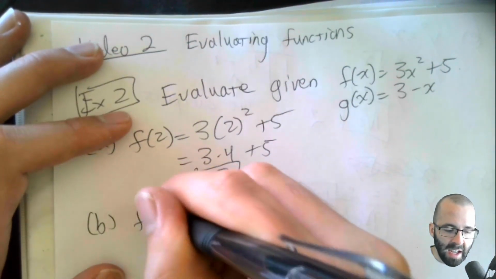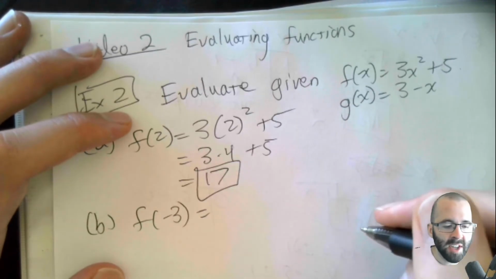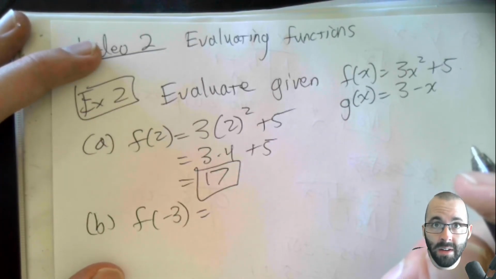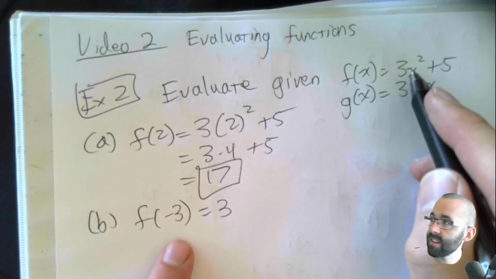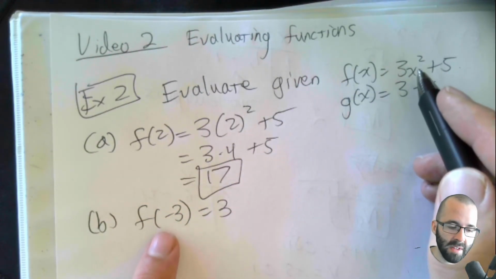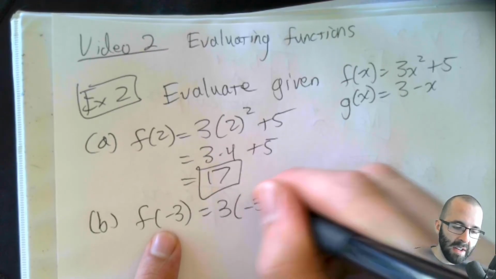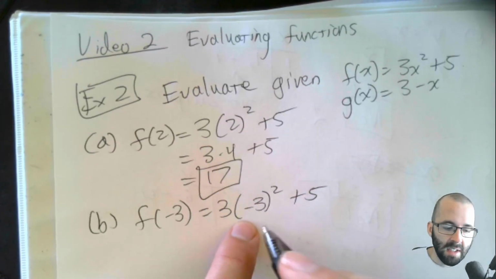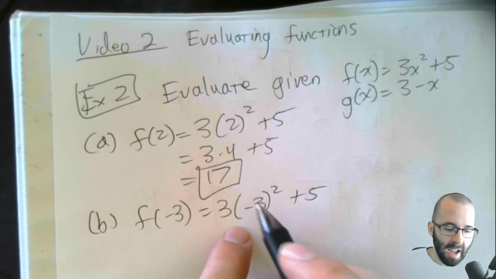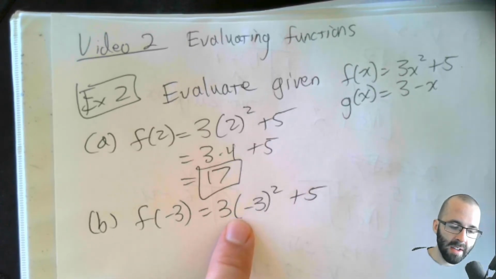Let's look again. f of negative 3. You're going to say, this is the same, Jason, but this one has a warning. So watch out for this. Again, you just replace the x's with the value, negative 3. You get negative 3 squared plus 5. But please, please, please, if you are typing this into your calculator, have parentheses around the negative 3.